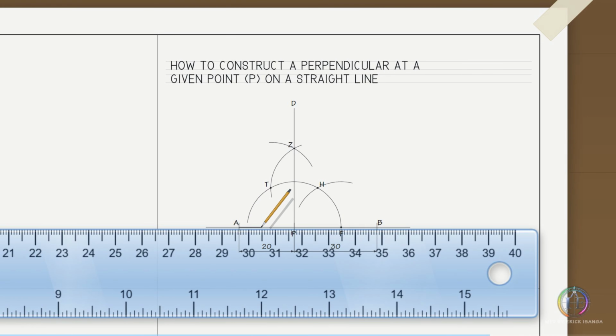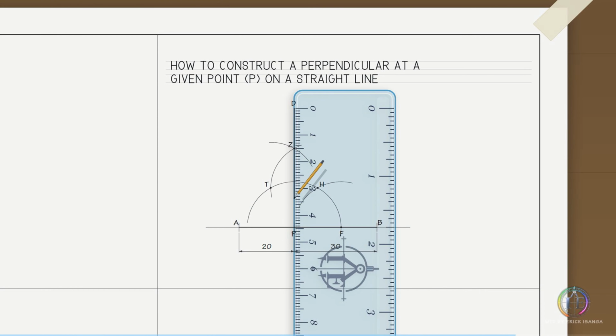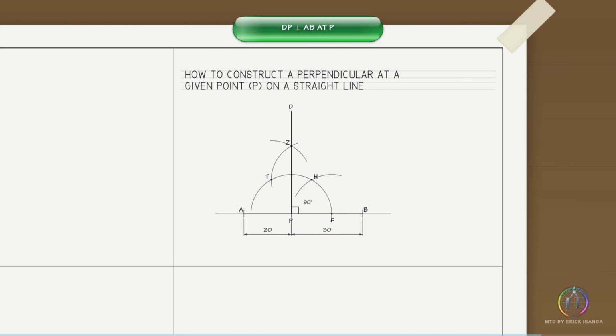Finally, outline the given line AB and the perpendicular DP, and mark the right angle at P. A perpendicular has now been constructed at the given point P on the straight line.